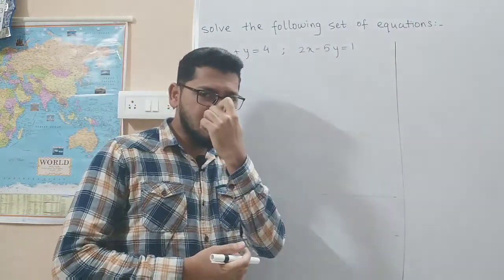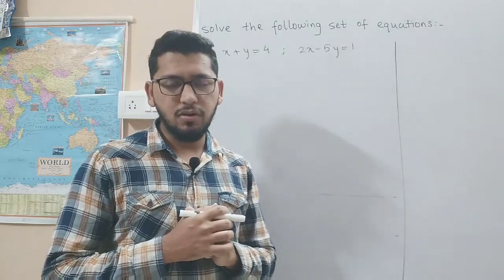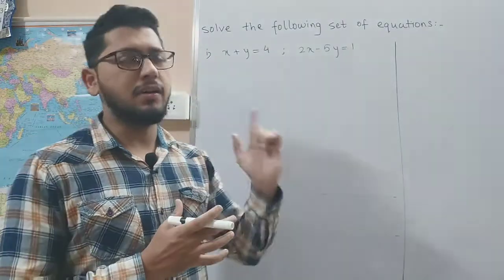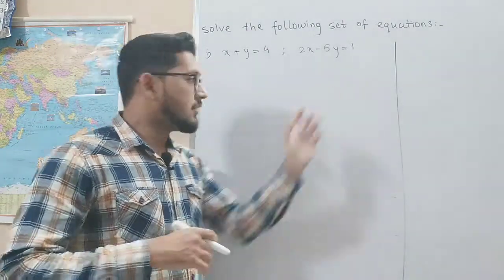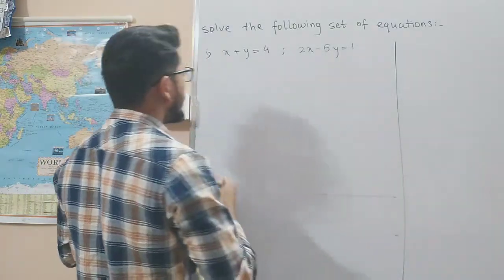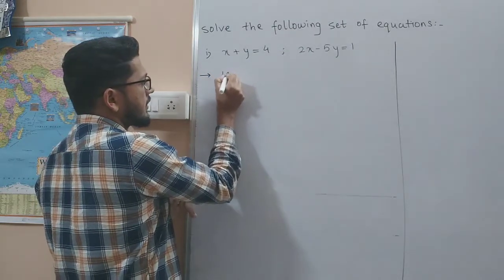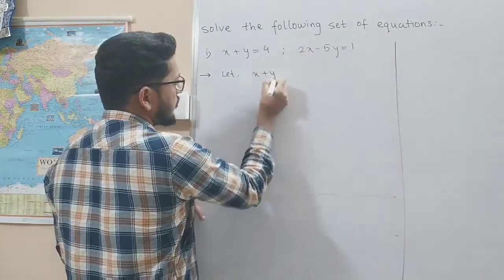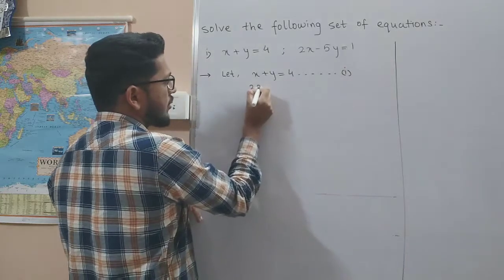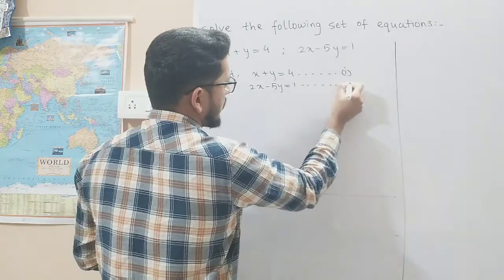In the previous lecture, we have already seen how to solve linear equations, where the same variables and same coefficients were there, but here two equations are there. The first equation is x plus y equal to 4, the second is 2x minus 5y equal to 1. First of all, we will consider x plus y equal to 4 and call this equation number 1. Second, we will consider 2x minus 5y equal to 1 and call this equation number 2.